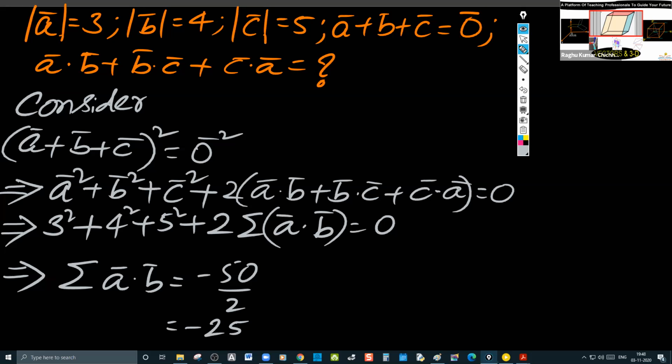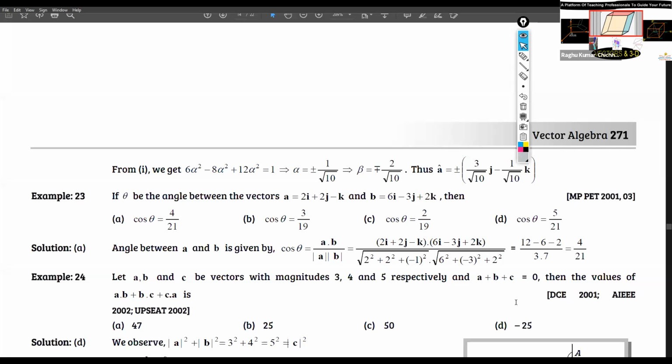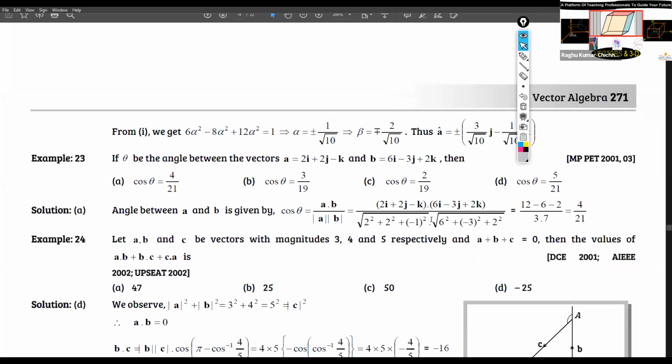Okay. So you have to get the idea of squaring it. Clear now? I erased it. So D is the correct option.